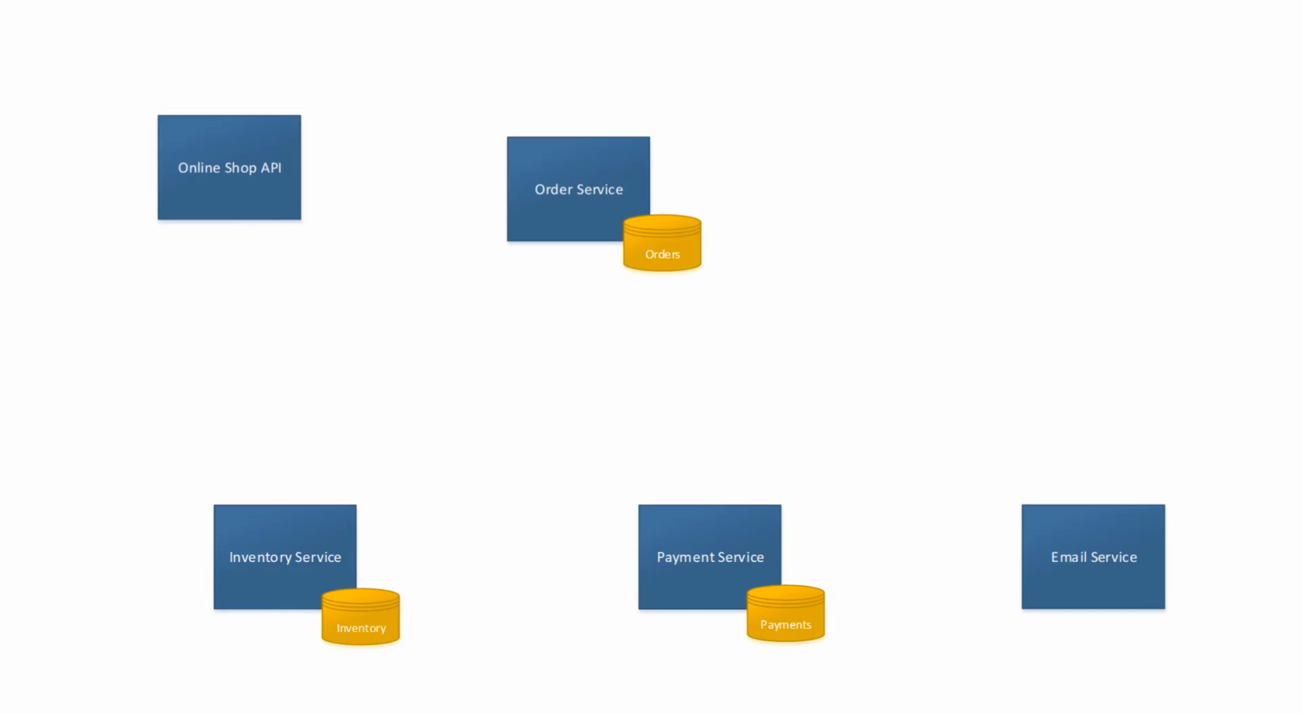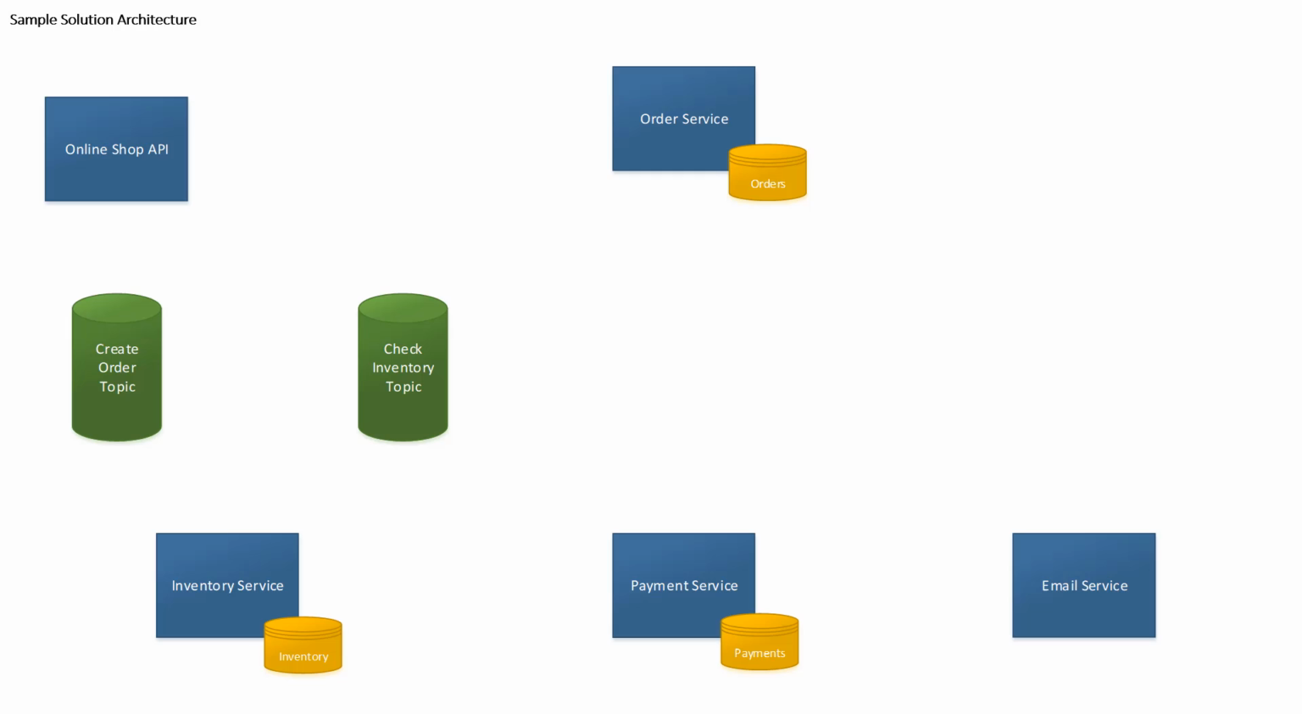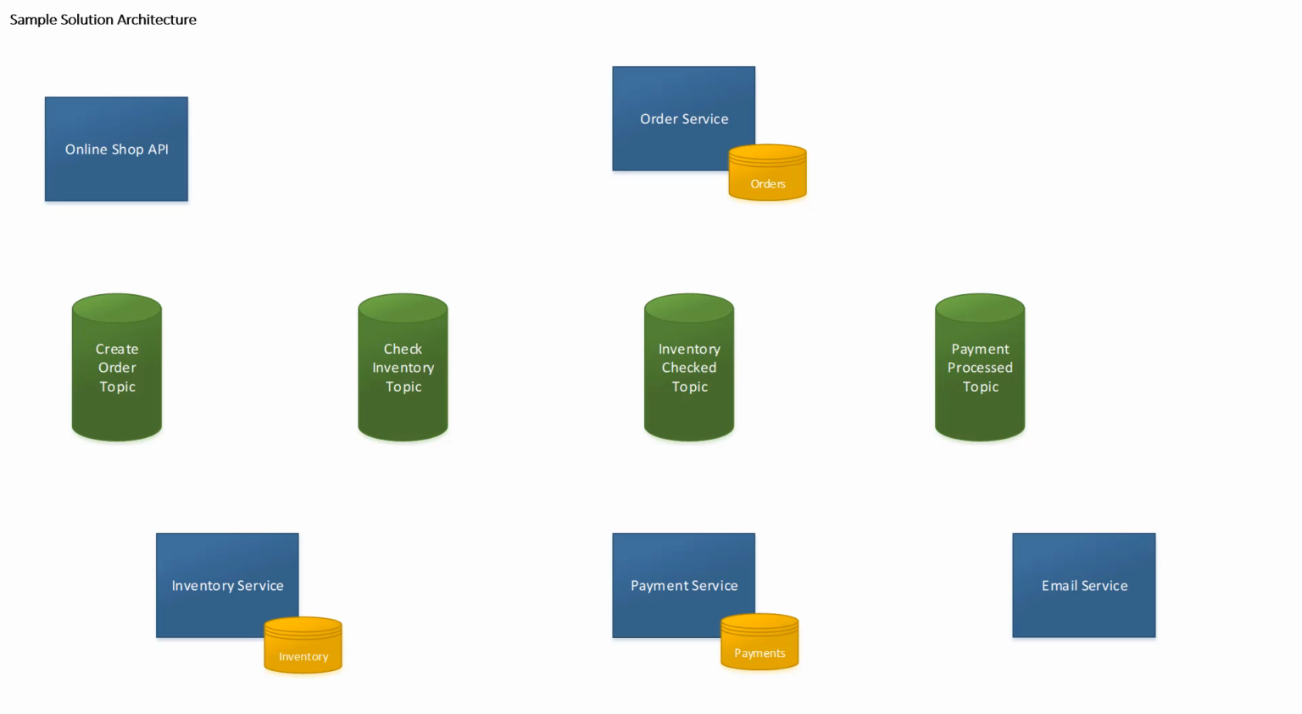Now let's see a complete data flow through our system. In order to provide an asynchronous communication channel for our microservices, we will create 4 Service Bus topics. The topics will be Create Order topic, Check Inventory topic, Inventory Check topic, Payment Process topic. These topics represent the logical steps required in order to complete an order. There could be more steps in a realistic scenario, but for a POC, these will suffice.